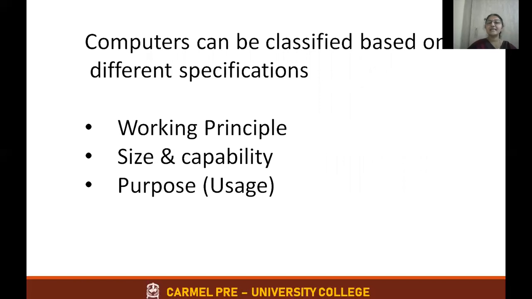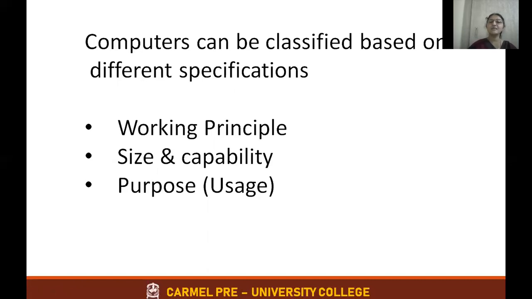Actually, computers can be classified based on different criteria or specifications. Depending on the working principle, how exactly the computer works, we have a separate classification. Depending on the size and capability, meaning the speed, memory, how much it can store, that is the second criterion. We have another set of classifications depending on the usage or purpose, for what purpose we use the computers.